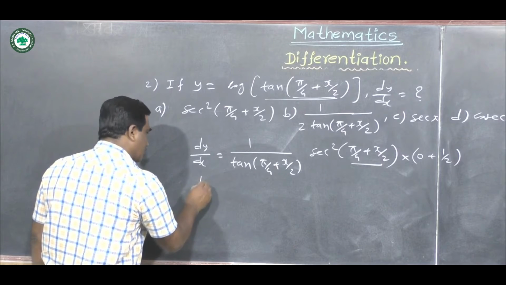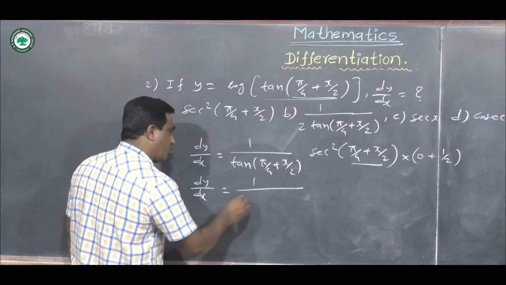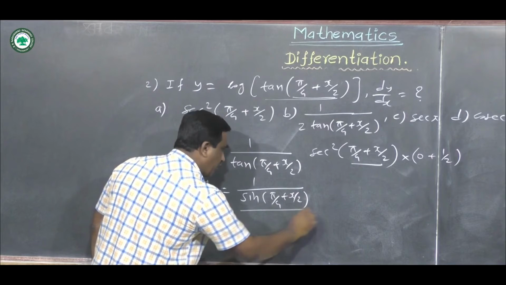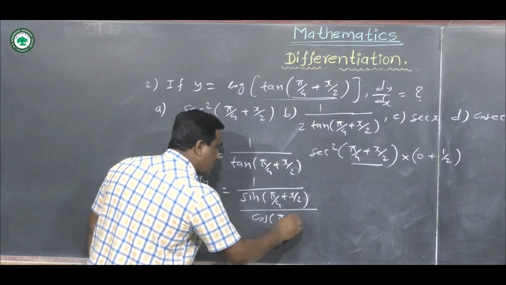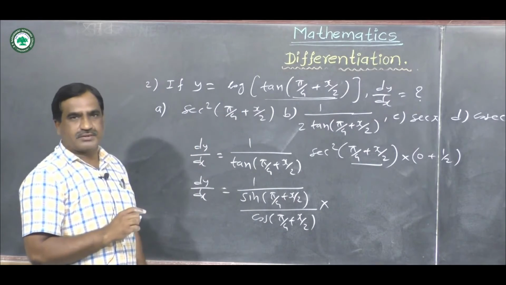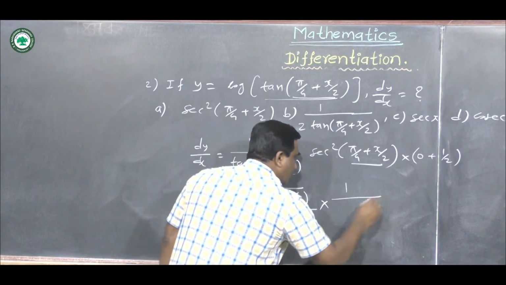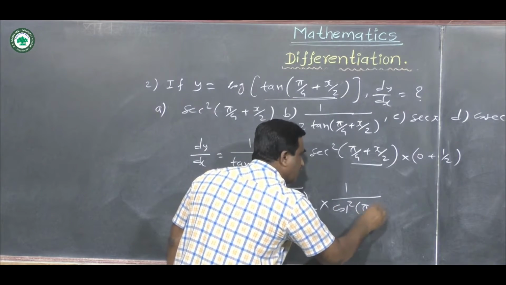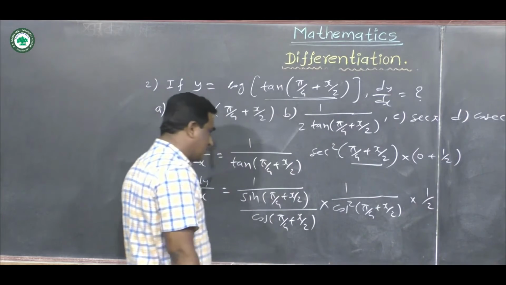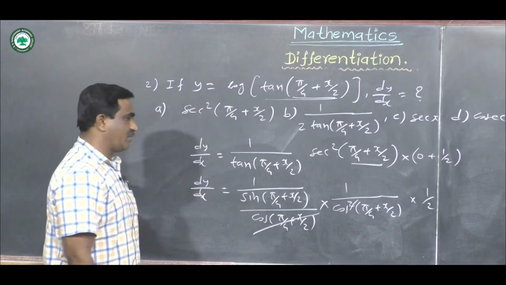Now simplify this like this, dy by dx is equal to 1 upon tan, means cos upon sine, that is cos of pi by 4 plus x by 2 upon sine of pi by 4 plus x by 2, into sec square. Sec means 1 upon cos. Therefore we can write sec square of pi by 4 plus x by 2 means 1 upon cos square of pi by 4 plus x by 2, into 1 by 2. Now here this cos of pi by 4 plus x by 2 and here cos of pi by 4 plus x by 2 get cancelled.